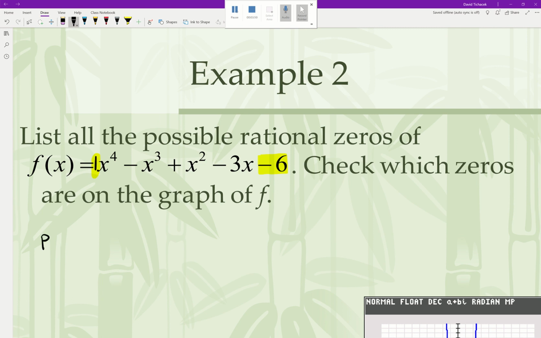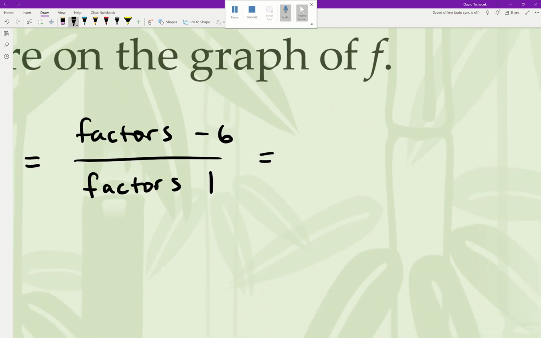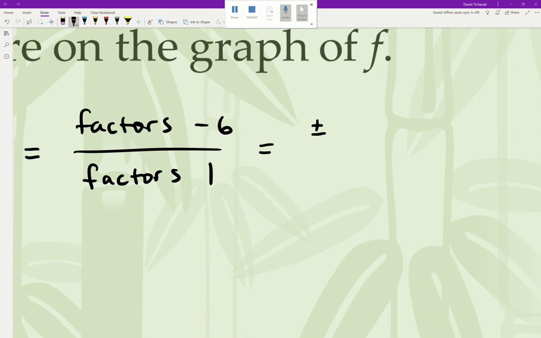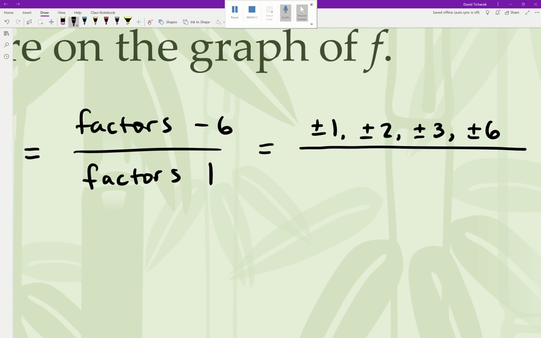So if we put those fractions together, these rational numbers would be factors of -6 over factors of +1. Let's brainstorm what those would look like. Factors of -6: we would have positive or -1, positive or -2, 3, and 6 itself. So the positive or negative version of any of those numbers are all factors of -6. The only factors of 1 are positive or -1.